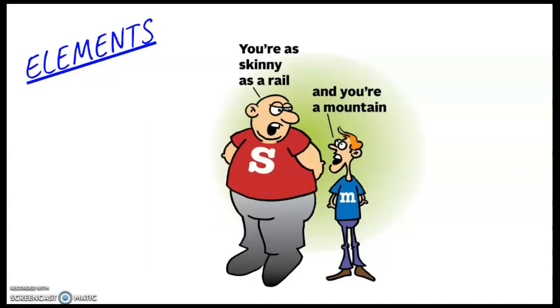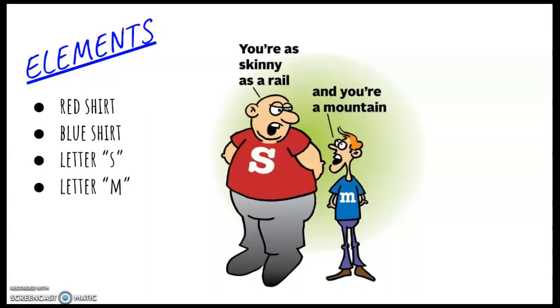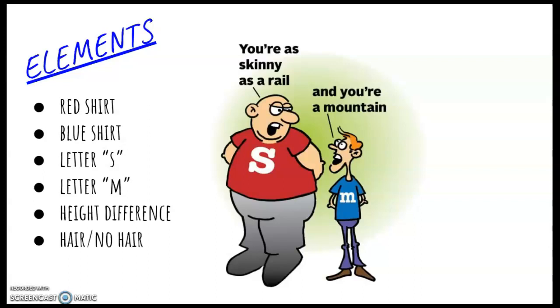So here are some of the elements of this illustration. For example, we've got the red shirt worn by the guy on the left. That would be an element of this illustration, as well as the blue shirt that's worn by the guy on the right, and the letter S that's on the red shirt and the letter M that's on the blue shirt, as well as the height difference between them, and the fact that the guy on the right has hair and the guy on the left has no hair. The guy on the right is skinny and the guy on the left is big. These are examples of literary elements.